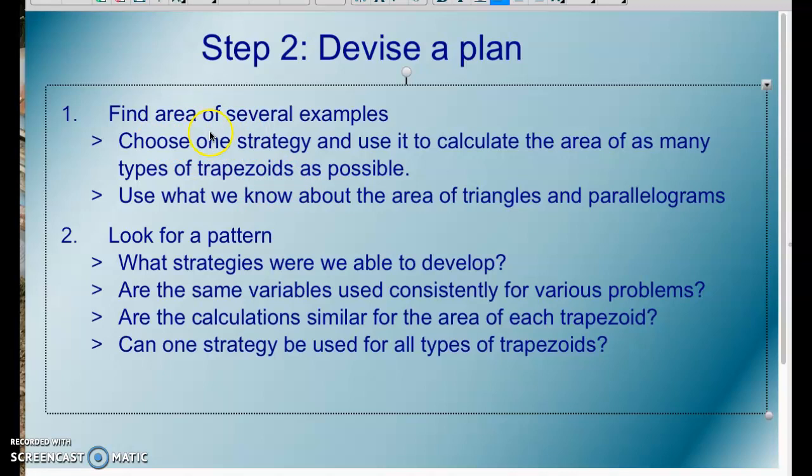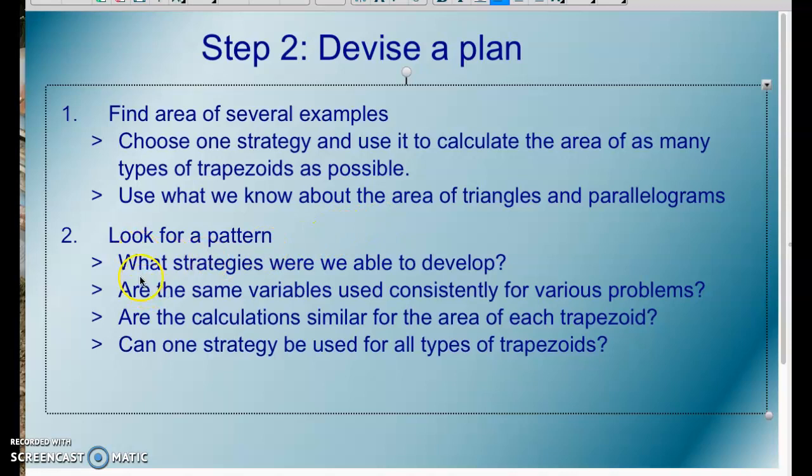So what we're going to do is choose a strategy to use. And we're going to find the area of several examples, and we're going to use this one strategy to find the area of all of our examples, as many trapezoids as possible. That way we know if our strategy is going to work always, if we try it out on all of our different types of trapezoids. And we're going to, of course, use what we know about the area of triangles and parallelograms.